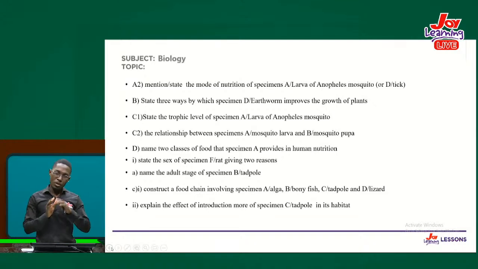We know you are going to start with a small t. We know simple things that you rush without taking time. You go and just write toad, T-O-A-D, small t. You get into trouble.